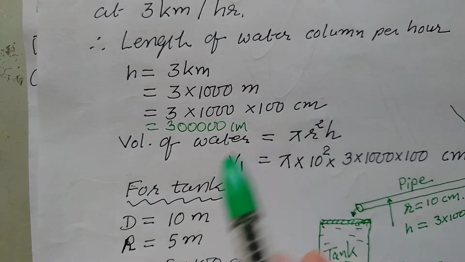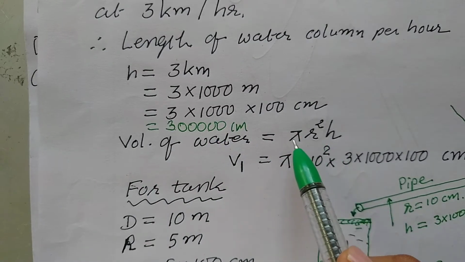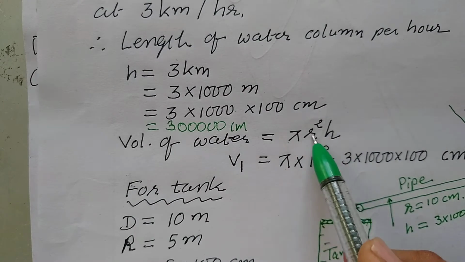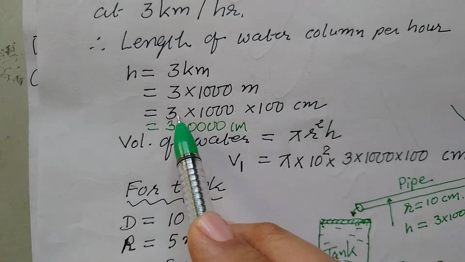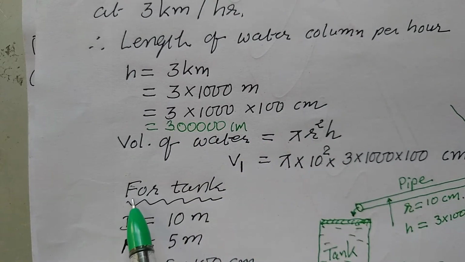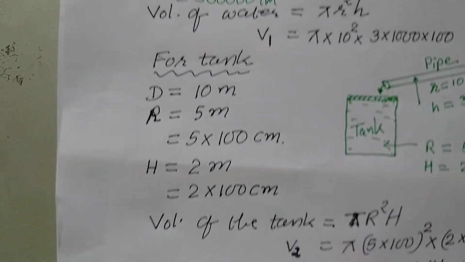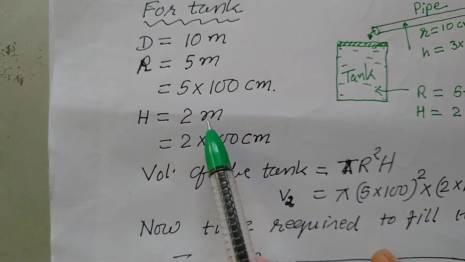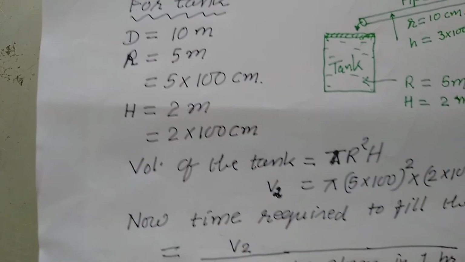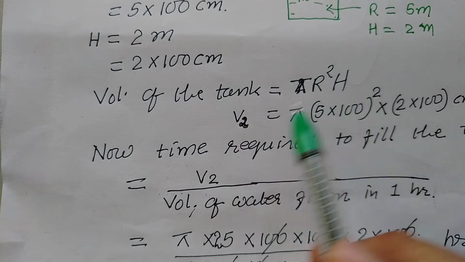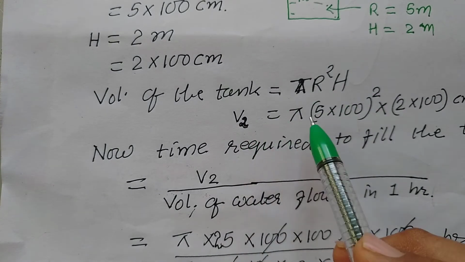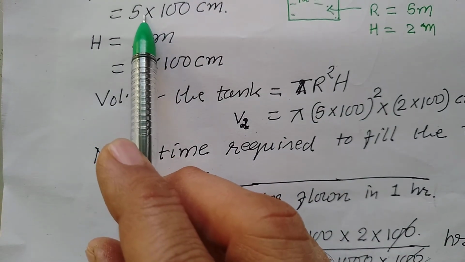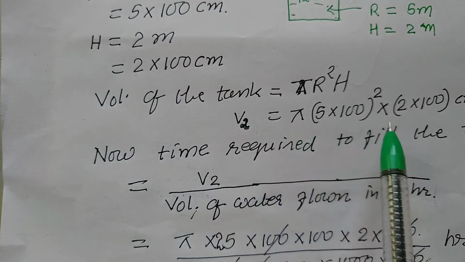So 1000 and 100. Volume of water formula: the pipe is cylindrical, so pi r square h, pi into 10 square into 3 with these values, written here in centimeter cube. Now for this tank, diameter is 10 meter, radius 5 meter, converted into centimeter, height is 2 meter, converted into centimeter. Now the volume of the tank is pi r square h, we call it V2. So written pi r square h here.